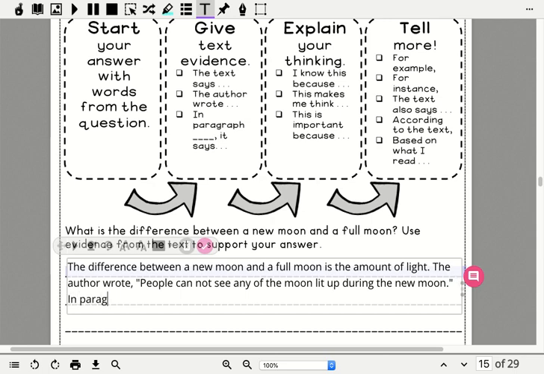Okay, in paragraph 3, it says, now we just explained what a new moon was. We have to find where it talks about a full moon. So a full moon is when the full side of the moon can be seen from Earth.